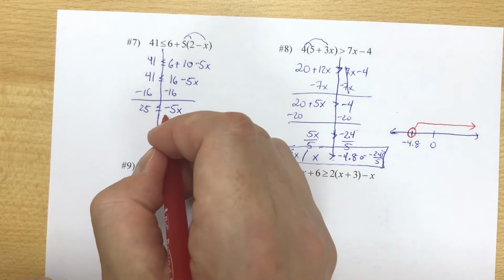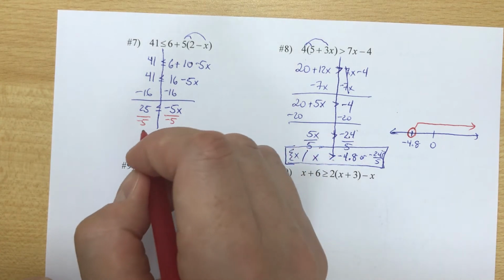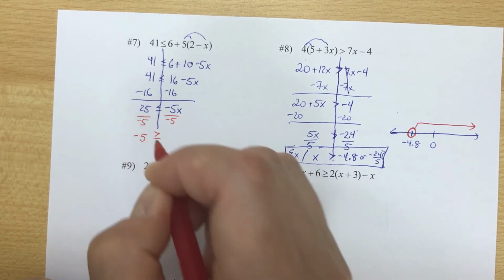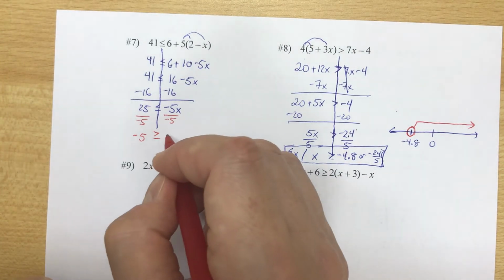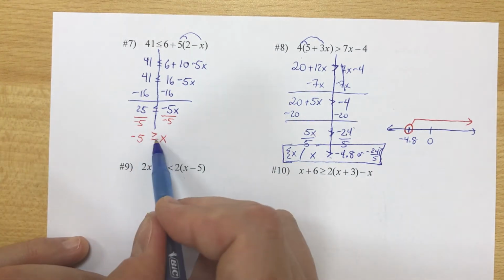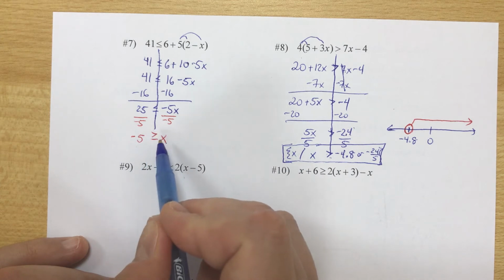To undo multiplication, we're going to divide. In this case, we're dividing by a negative. When we divide by a negative, we have to switch the symbol. So that's greater than or equal to x. Now, we have to be careful here. I am going to rewrite this where the x is on the left side. I'm going to switch the sides.